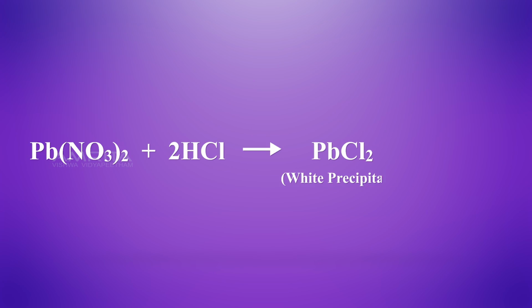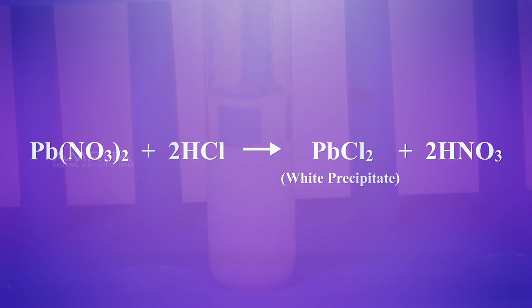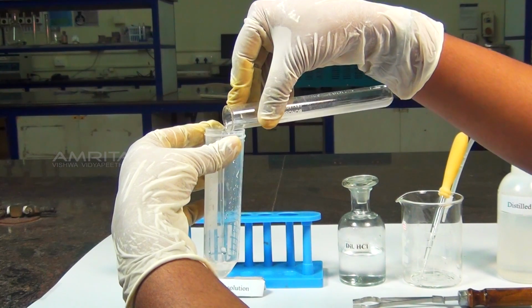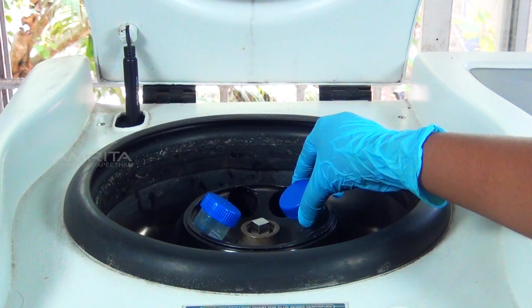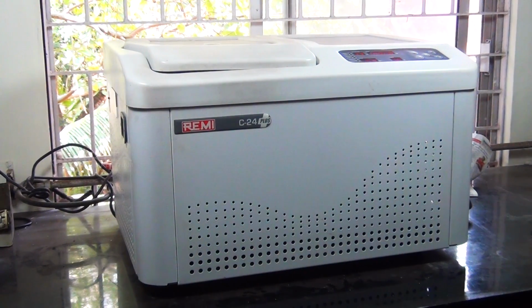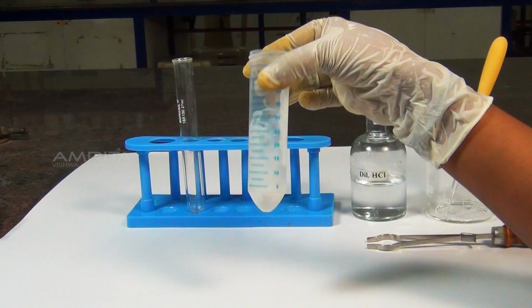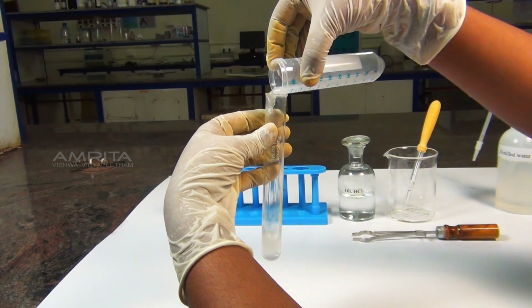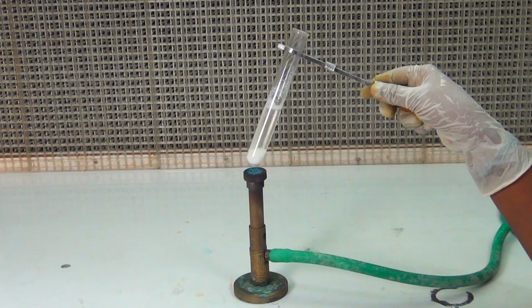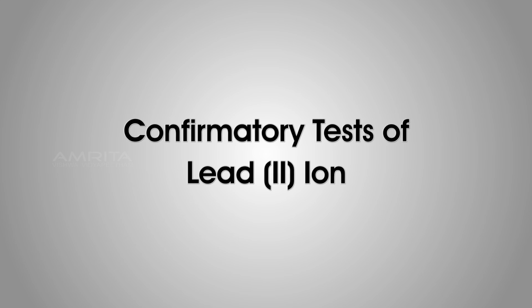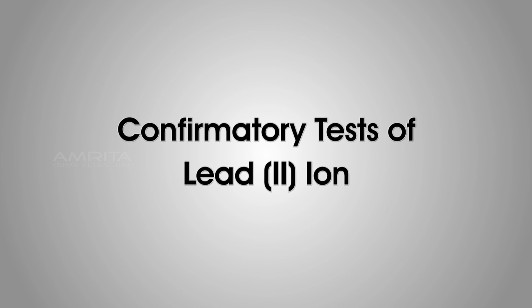Lead-2 ions in the salt solution react with dilute hydrochloric acid to form a white precipitate of lead chloride. Transfer the precipitate into a centrifuge tube to separate it by centrifugation. Now, add a small quantity of distilled water to the precipitate and boil it for some time. The precipitate dissolves. Finally, we look at the confirmatory tests of lead-2 ion.